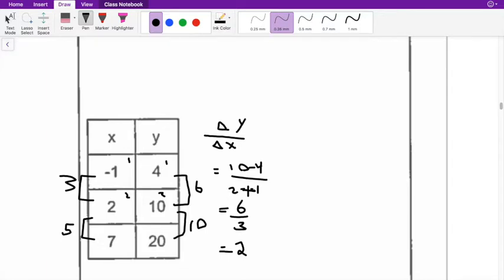And the same thing's going to happen on the other side, where we have 20 minus 10 over 7 minus 2, which is going to equal 10 over 5, which equals 2. All right, so once everyone's got that down, you can advance to the next one.